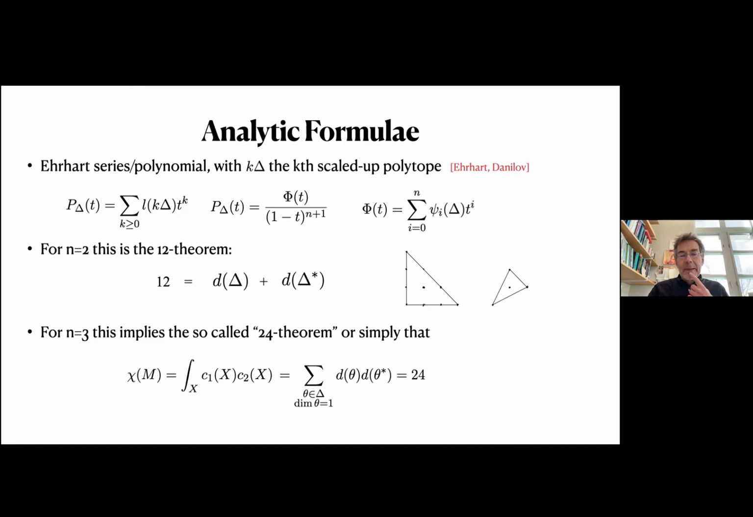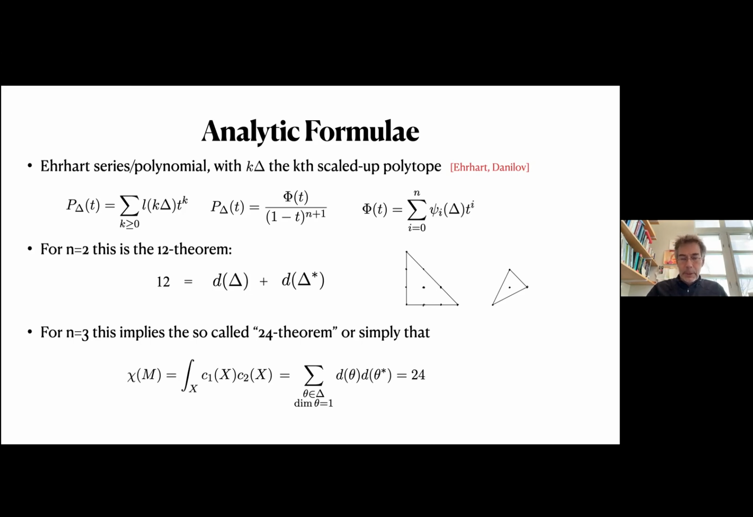This is something that most of you may be familiar with if you look at a lower dimensional case. For n equal to 2, there's the famous 12 theorem. You can go back and check that in this case, 12 is equal to the sum of the volumes of the polytope and its dual. In this example, the volume of the polytope is 9 for the Newton polyhedron on the left and 3 for its dual on the right.